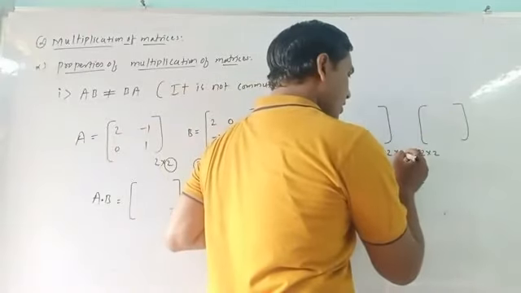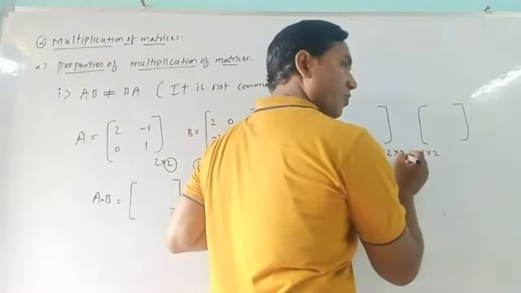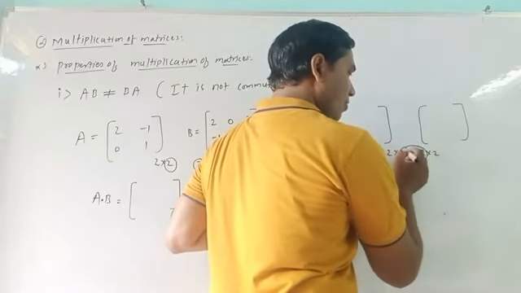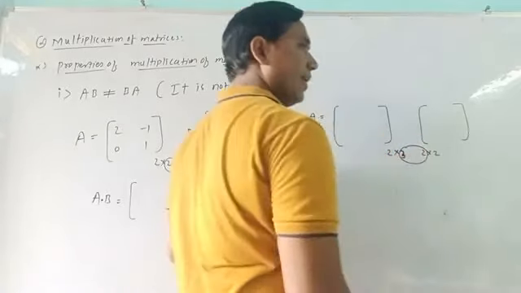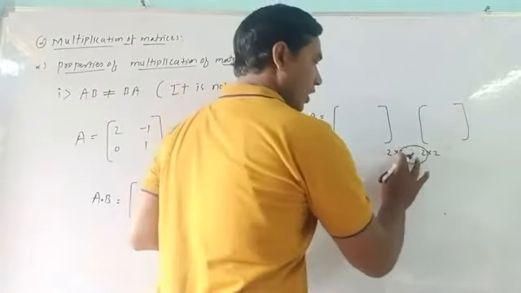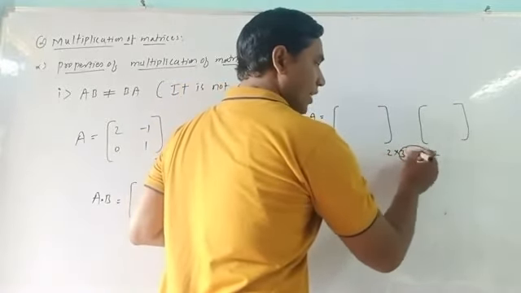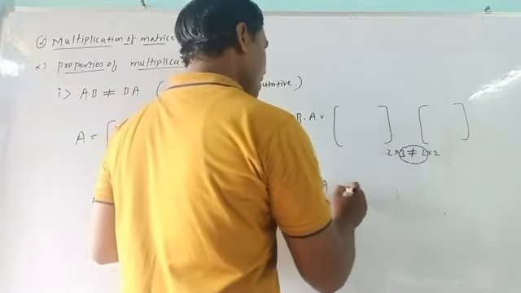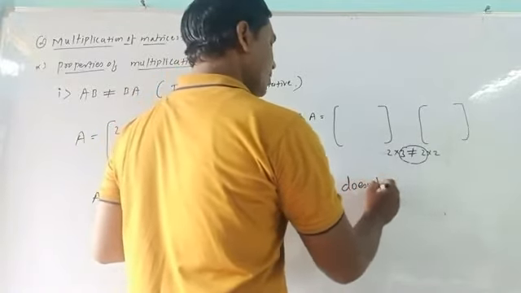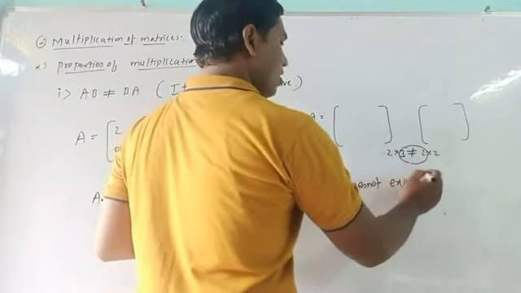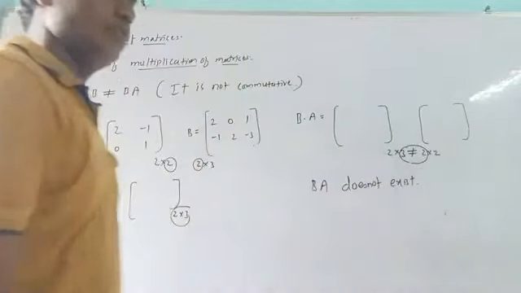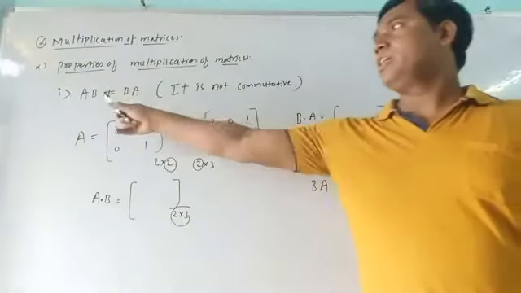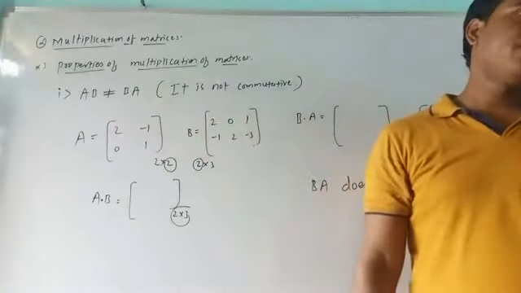Now what is the condition here? The number of columns in the first matrix is not equal to the number of rows in the second matrix. Here there is a 3 and here it is a 2. So they are not equal. So we can say that the multiplication of BA does not exist. Because of that reason, we can say that AB is not equal to BA.